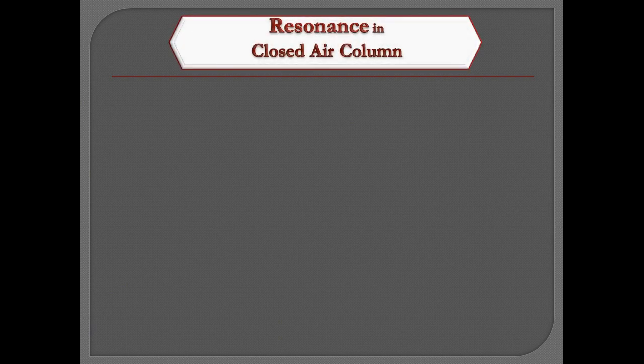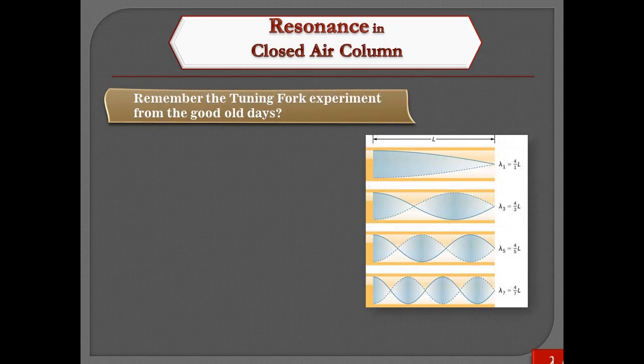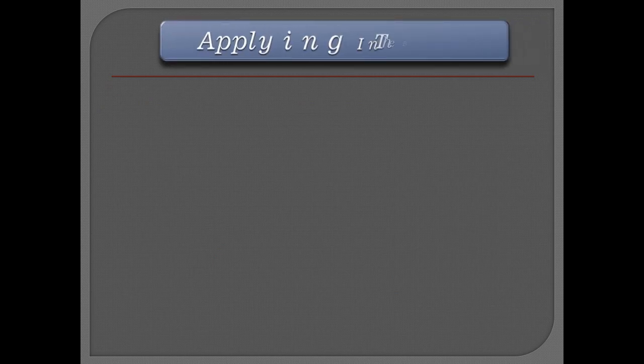I hope you remember the tuning fork experiment from our junior colleges. But if you don't, never mind that. All you need to know is that the wavelength of the sound depends on the length of the air column. And for the nth harmonic, the relation is given as lambda_n = (4/n)L. But how do we apply it in the bucket?